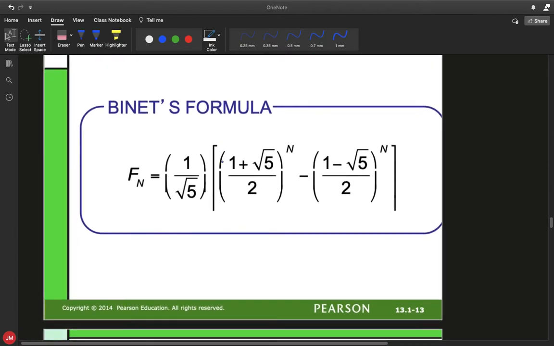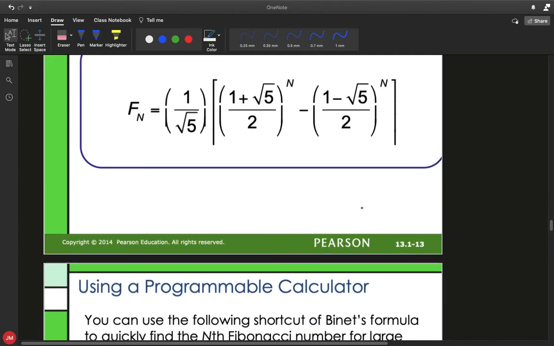So here's what Binet's formula says: any of the Fibonacci numbers, f sub n, can be calculated by taking 1 over the square root of 5, multiplied by, inside of those brackets, ((1 plus the square root of 5) over 2) to the power of n, the Fibonacci number that you would want, minus ((1 minus the square root of 5) over 2) to the power of n.